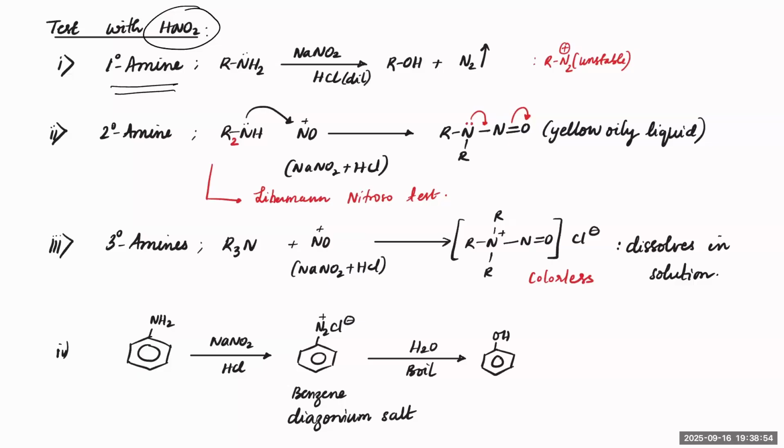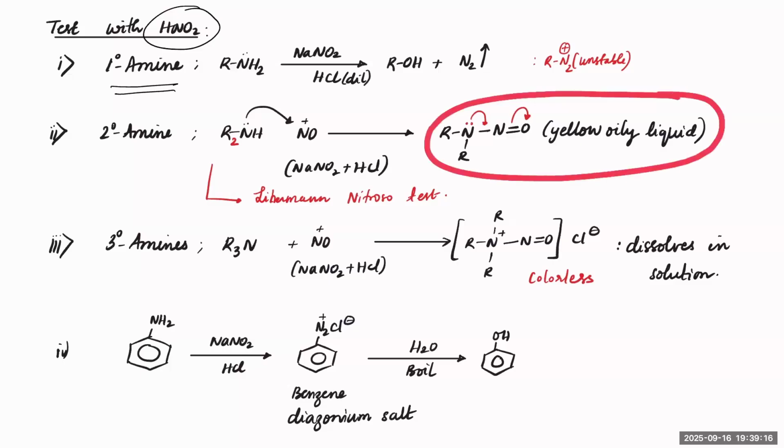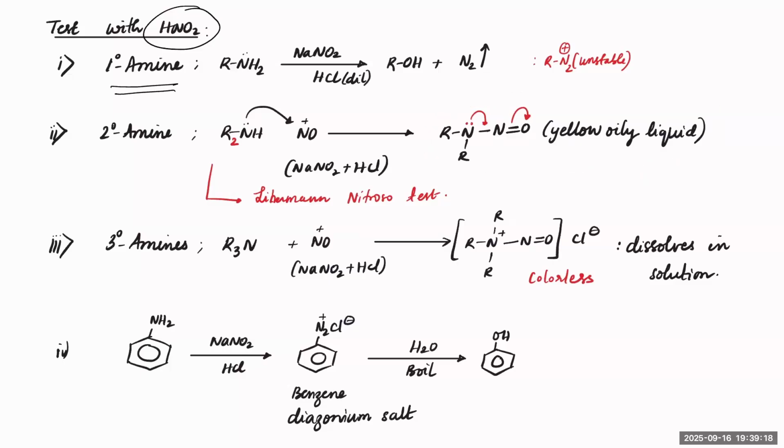If it is about secondary amine, the nitrogen will attack on NO plus, and convert into this yellow oily liquid. Instead of forming any precipitate here, you'll see a thick yellow color oily liquid forming, and that confirms the presence of 2 degree amine. And I told you, remember, Liebermann nitroso test is used in both cases. One is for phenols, the other one is for secondary amines. This test is called Liebermann nitroso test.